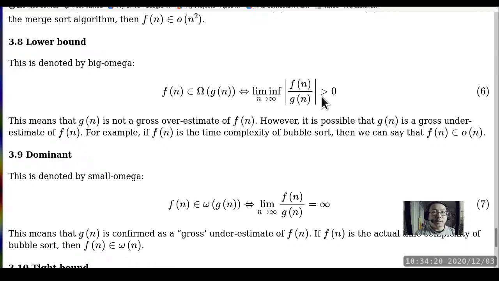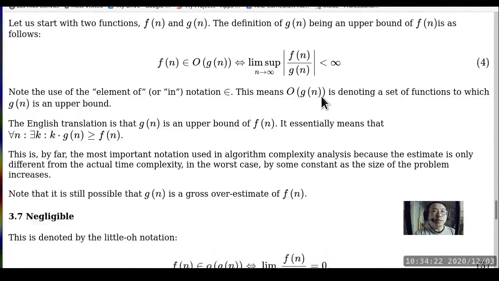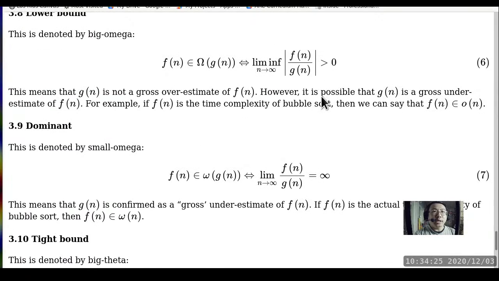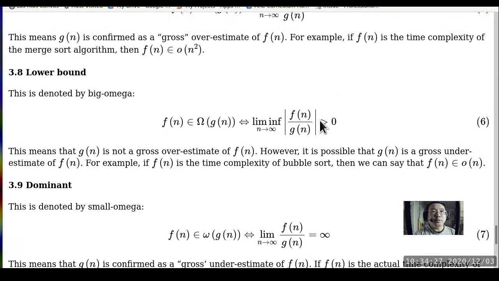And you can see that there's a whole lot of overlap between upper bound and lower bound, because upper bound just wants this to be less than infinity, and the lower bound wants the limit inferior to be greater than zero. So in between, there's also a dominant definition, which is a special case of lower bound, because lower bound wants the limit inferior to be greater than zero, and dominant wants the limit to be infinity, which is a special case of having the limit inferior to be greater than zero.